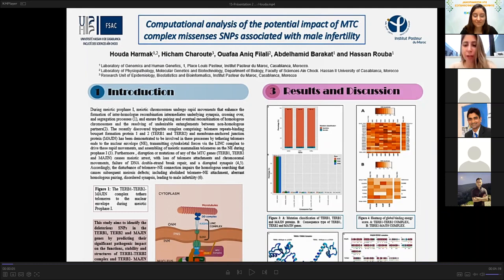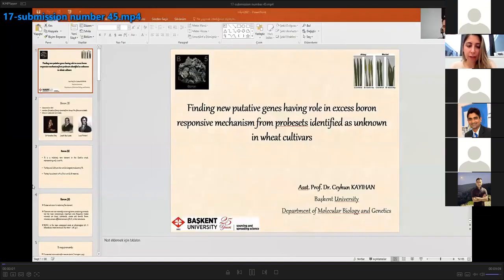We came to our last presentation of the day. Yes. Finding new putative genes having role in excess boron responsive mechanism from probe sets identified as unknown in wheat cultivars. Hello everyone. Today I will give a presentation entitled Finding New Putative Genes Having Role in Excess Boron Responsive Mechanism from probe sets identified as unknown in wheat cultivars.